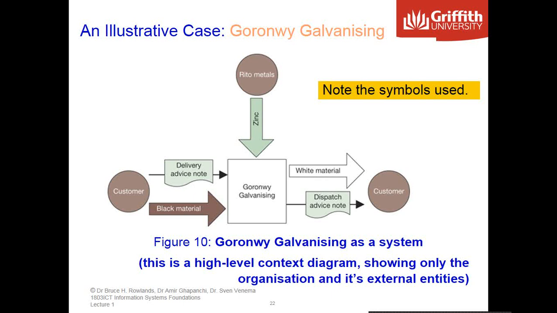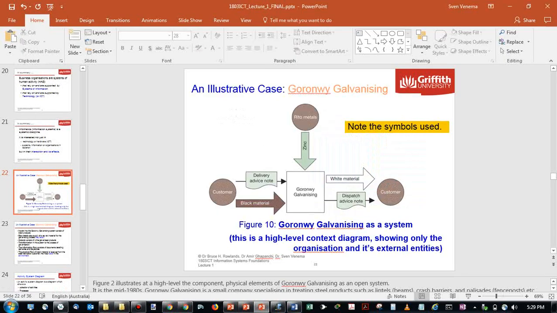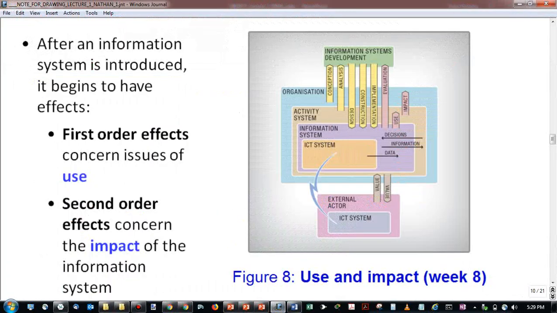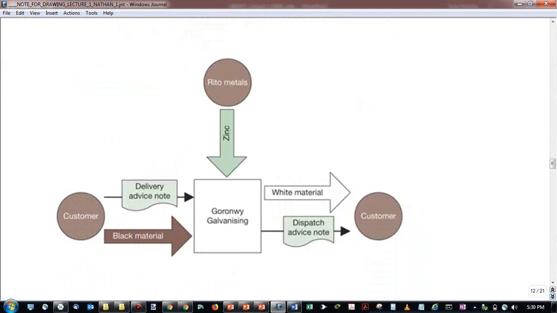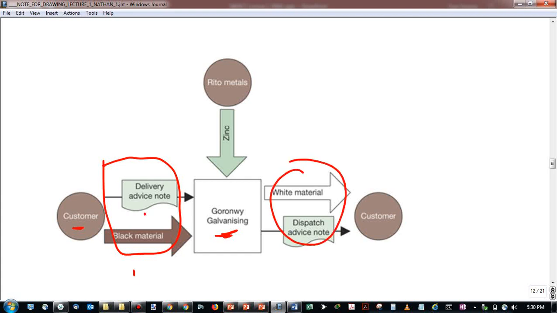I'll just go to here and just draw on this one. So this is the same diagram, but now I'll just draw on it. Here's a customer, an external entity. They apparently give some stuff to Goronwy Galvanizing. Goronwy Galvanizing, this is a process. It takes in the inputs and it creates some outputs. So this is input and this is output, and the output has been processed in some way.